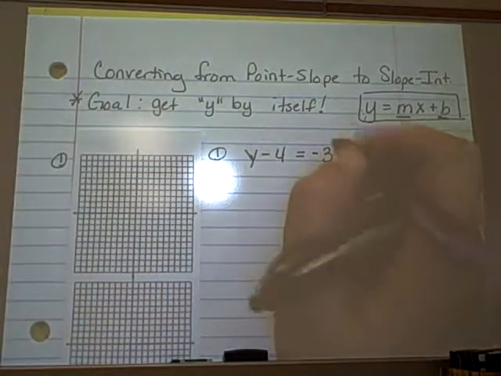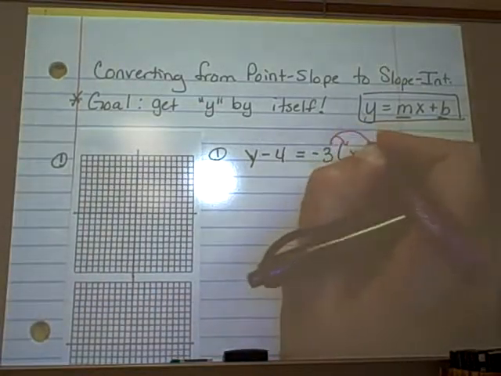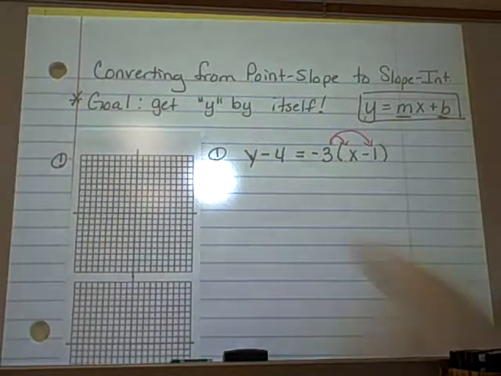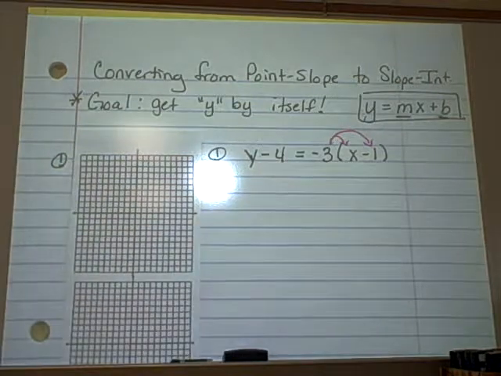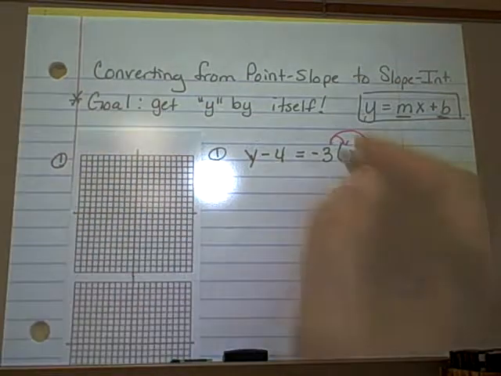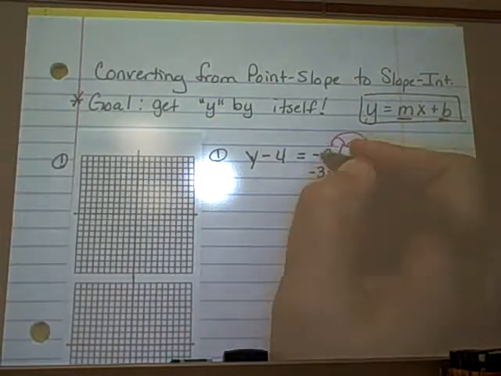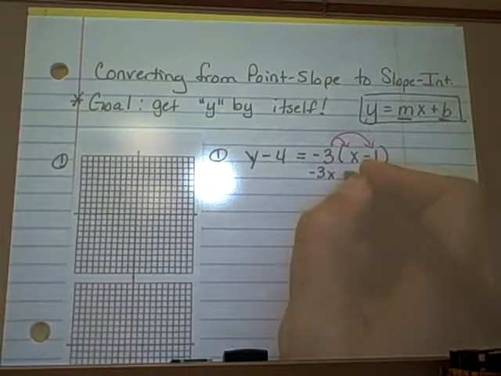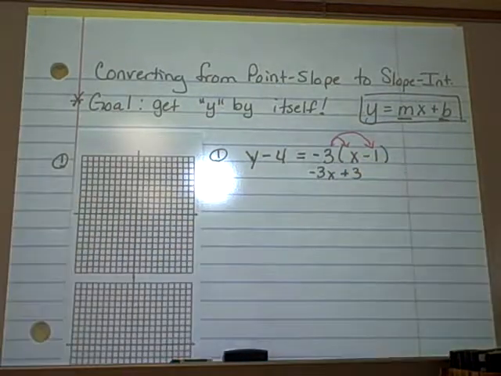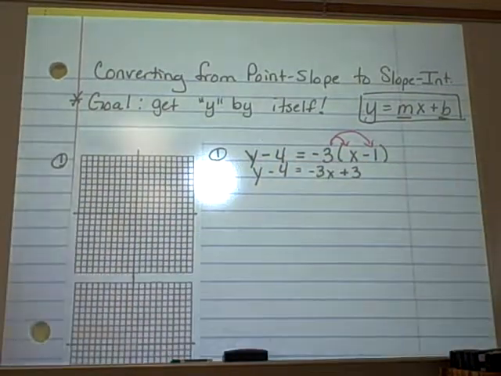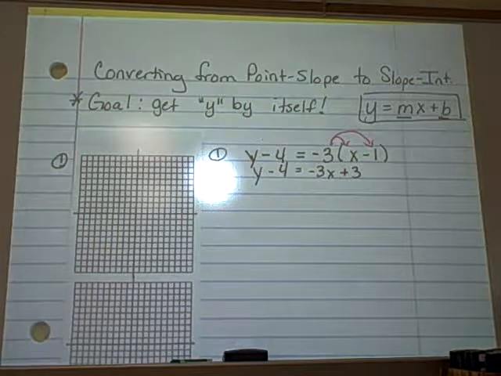Since there's a number out in front of these parentheses, that means we're going to distribute. That negative 3 gets passed out to everything inside the parentheses. And when you pass it out, you're multiplying. So it's negative 3 times x, that becomes a negative 3x. And a negative 3 times a negative 1 becomes a positive 3. So there I've passed it out, the parentheses disappear now. Equals y minus 4. So I have y minus 4 equals negative 3x plus 3.